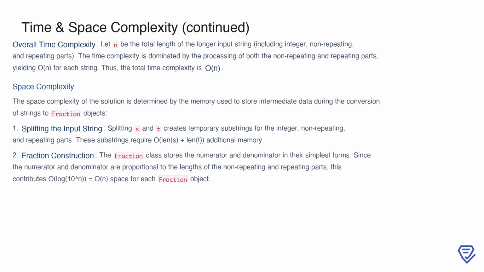Shifting our focus to space complexity, we first consider the memory used for splitting the input strings into their respective components. This step requires temporary storage for the integer, non-repeating, and repeating parts, which adds up to O(len(s) plus len(t)) space. Next, constructing the fraction objects also consumes memory. Each fraction object stores its numerator and denominator in their simplest forms, and since these values are proportional to the lengths of the non-repeating and repeating parts, this contributes O(n) space for each fraction object.